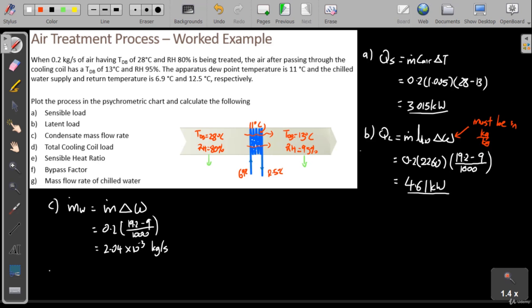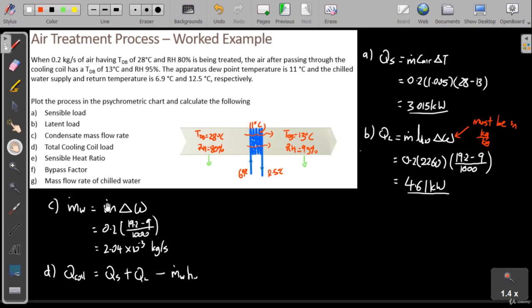Part D, they ask for the total cooling coil load. So the total cooling coil load will be equal to the amount of sensible heat that is lost by the air, plus the amount of latent heat lost by the air, minus away the energy of the condensate water, which is the mass flow rate of the condensate multiplied by the condensate enthalpy value.